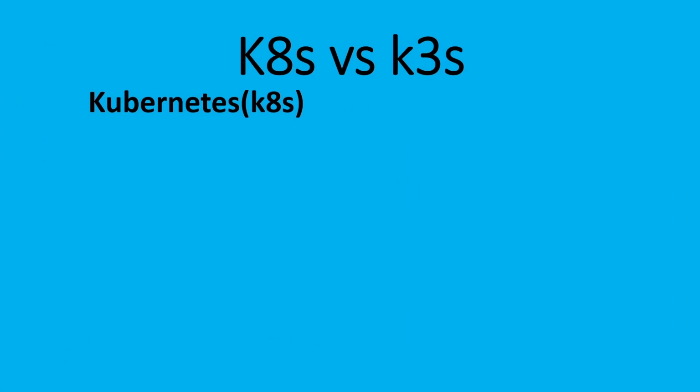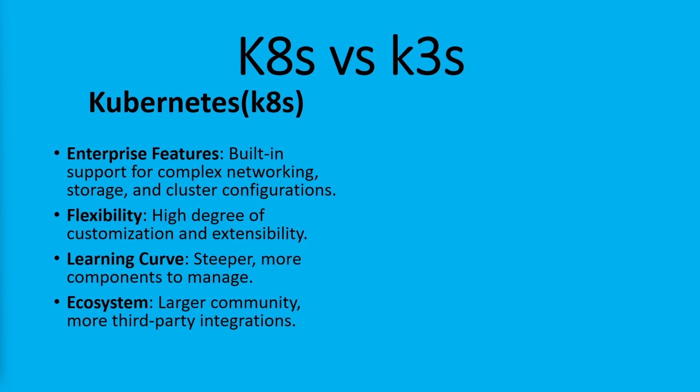Often you hear about deploying Kubernetes as K3s. However, these are not the same. While they offer a compatible interface, the deployment methodology and other information under the hood is different. When it comes to Kubernetes, we have more enterprise features. This includes built-in support for complex networking layouts, storage, and cluster configurations. And because of this, we will have a high degree of flexibility and extensibility and customization. However, some of the trade-offs are that we will have a steeper learning curve and more components to manage, but we will have a larger community and more third-party integrations here.